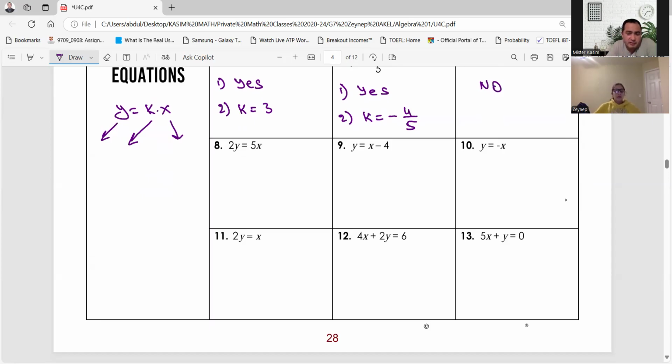First, we need to change this into that form. What do we do to change this into the form of y equals kx? We move 2 to the right-hand side. So if I move 2 to the right-hand side, I get y is equal to 5 over 2 times x. Now, is it in the form of y equals kx? Yes. So the answer is yes. And what is the constant of variation or proportionality? That is 5 over 2. You understand now? You get some intuition?